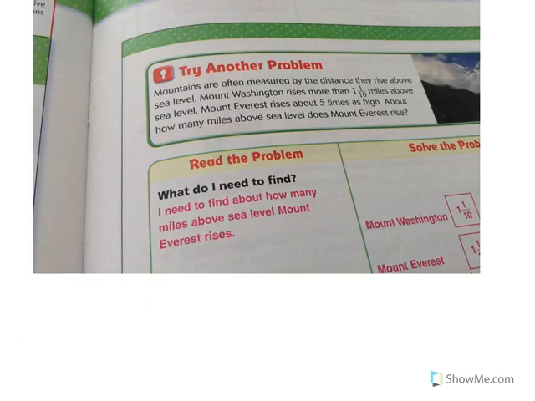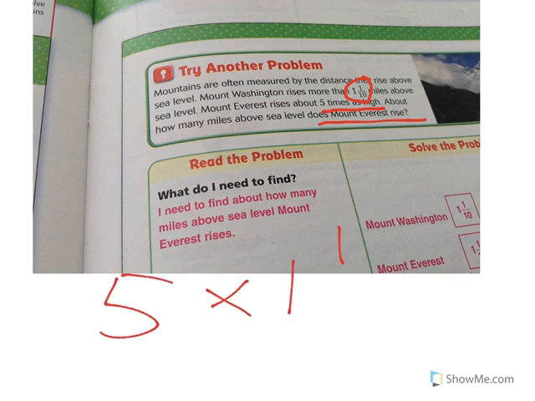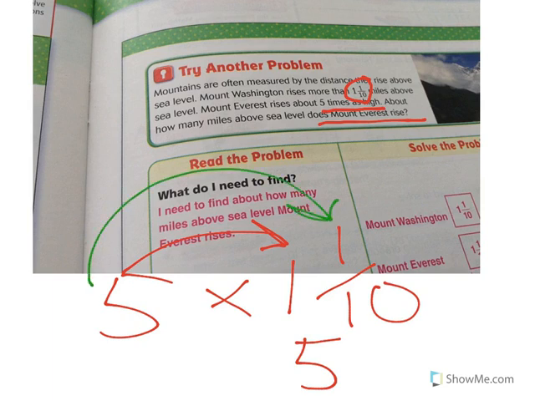Mountains are often measured by the distance they rise above sea level. Mount Washington rises more than 1 1/10 miles above sea level. Mount Everest is 5 times as high. We know Mount Washington's height, and we need to find Mount Everest's. So once again, 5 times 1 1/10. I'm going to do 5 times 1 first, so that gets my whole number 5. Then 5 times 1, which is 5, over 10, keeping the denominator the same.